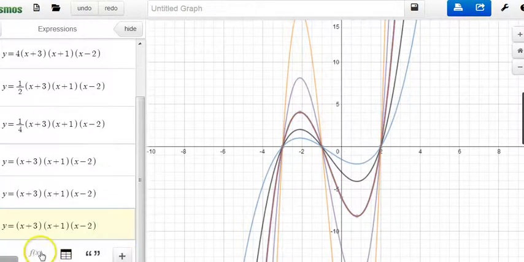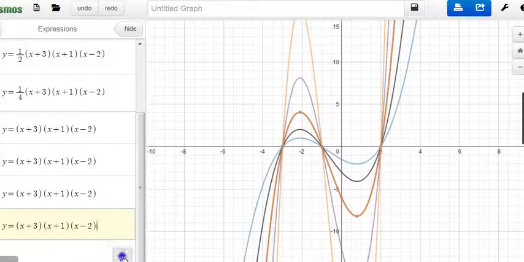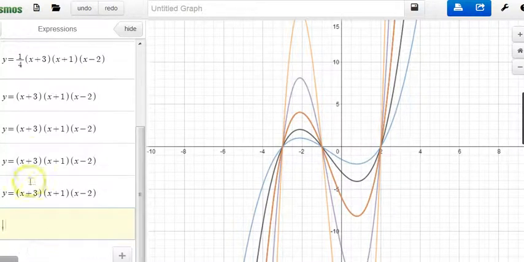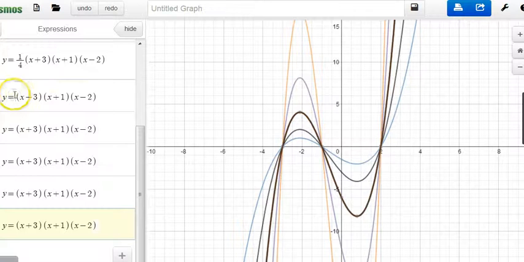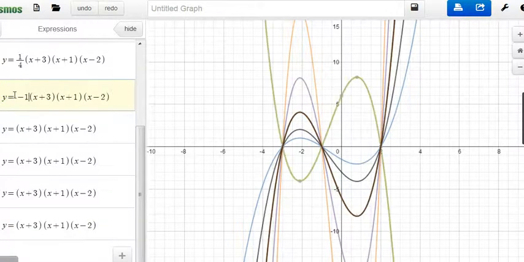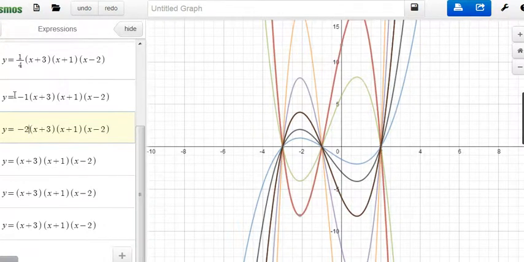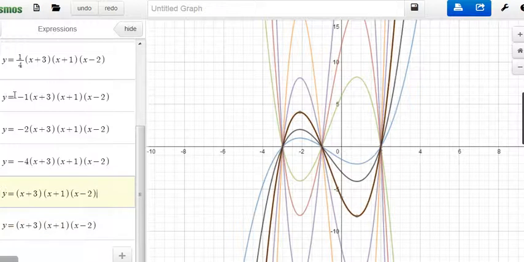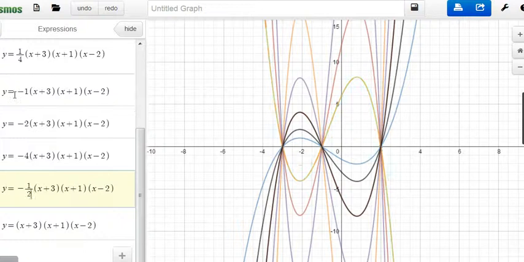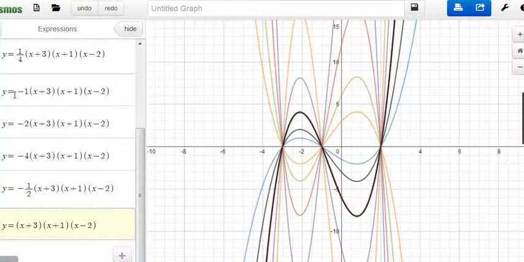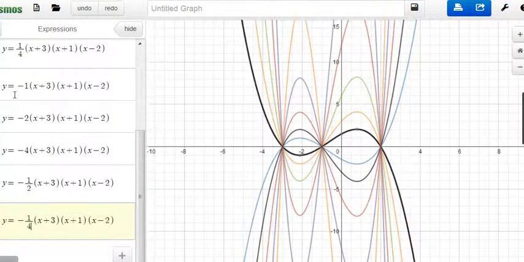Look at my graph, it's so good. Okay, what do I want? Negative 1? Negative 2. Negative 4. Negative half. Negative a quarter. Okay, that's about good. Now make a cardio wave. Okay, there they all are.